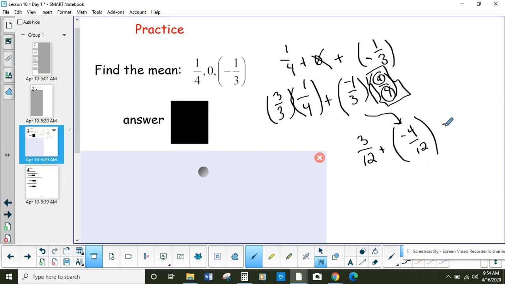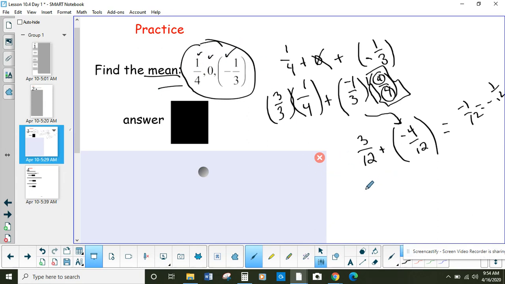So now I can add them together, using teams. Opposite teams mean subtract. Negatives have more. So my answer is negative 1/12. That's what I get when I add all these. But that's not my mean yet. You know what I mean? First, we've got to divide this by 1, 2, 3.